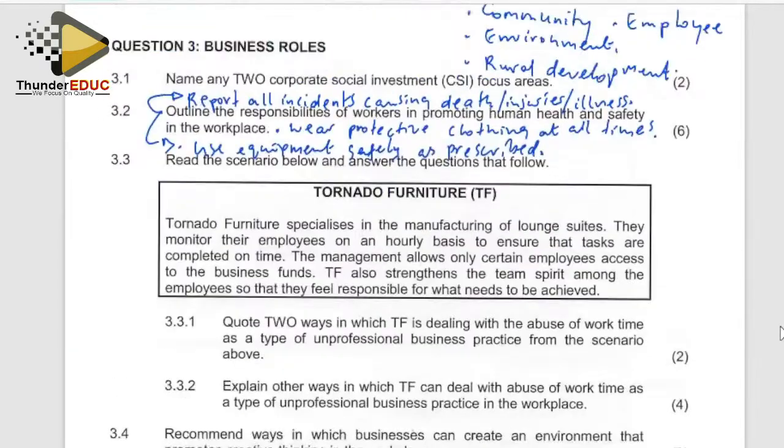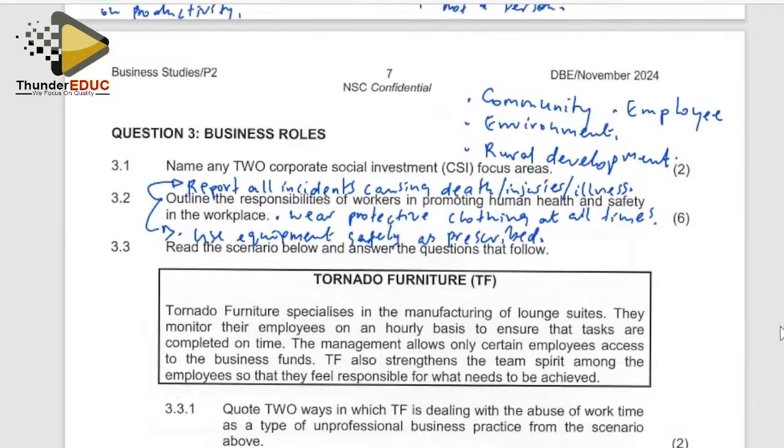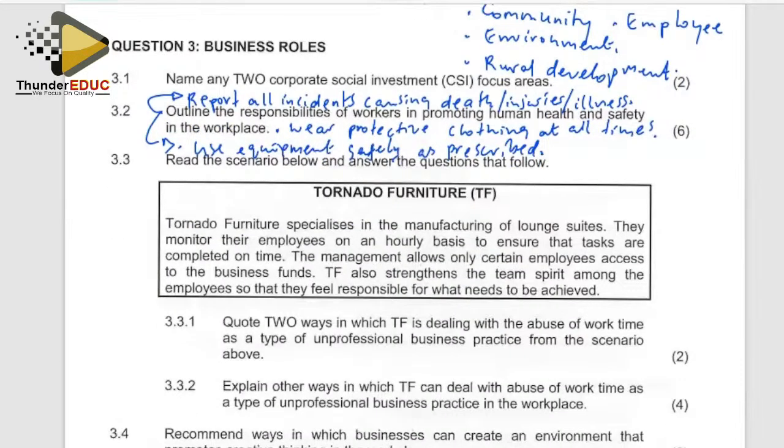Okay, right. So now let's move on to 3.3. Read the scenario below and answer the questions that follow. So now we are given that Tornado Furniture specializes in the manufacturing of lounge suits. They monitor their employees on an hourly basis to make sure that tasks are completed on time. The management allows only certain employees access to the business funds. TF also strengthens the team spirit among the employees so that they feel responsible for what needs to be achieved. Quote ways in which TF is dealing with the abuse of work time as a type of unprofessional business practice from the scenario above.